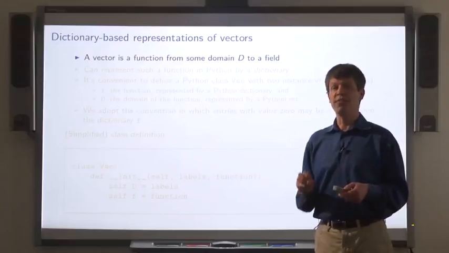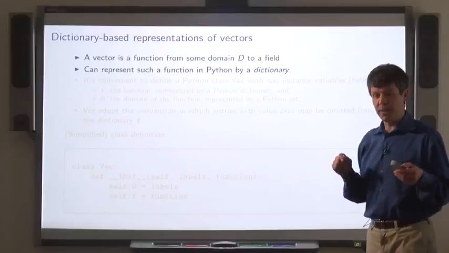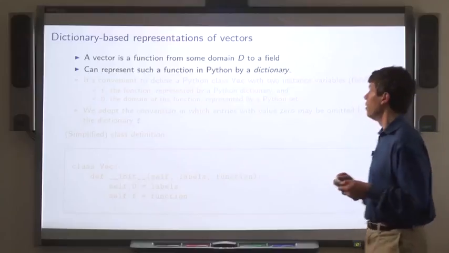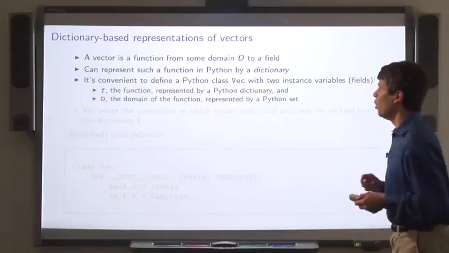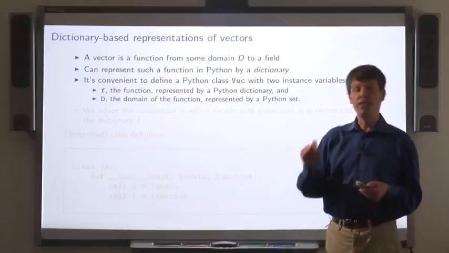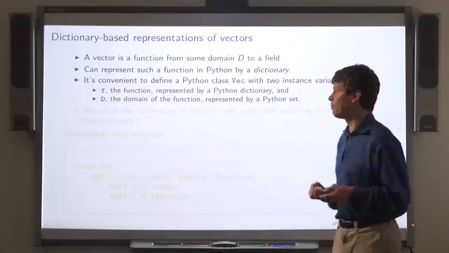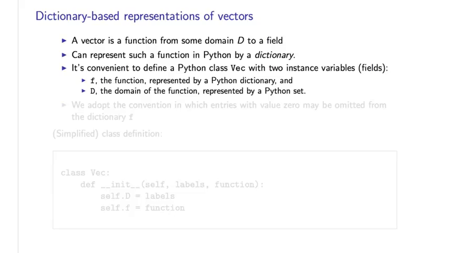We'll turn to other ways of representing vectors in Python. I've told you that a vector is just a function from some domain D to a field. And we know how to represent functions in Python using dictionaries. So we're going to develop a Python class called vec, with two instance variables, two fields. One is f, which represents the function using a Python dictionary. The other is d, which represents the domain using a Python set.